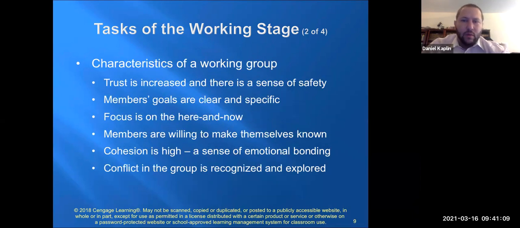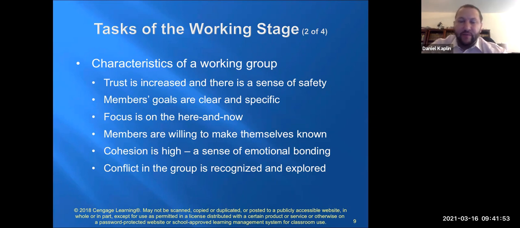All right, so we tend to see in a working group that there's a large amount of trust. That trust is established. Members' goals are clear and specific. They focus on the present. Now they're willing to make themselves known. Now, you may recall in a transition phase, we talked about people taking risks and putting their toe in the water. Now, they're no longer just putting their toe in the water, they're diving headfirst into the water, right? So they're making themselves known. And it came as a function of all the trust and risk-taking activities that occurred prior.